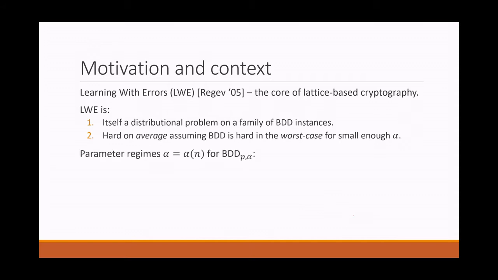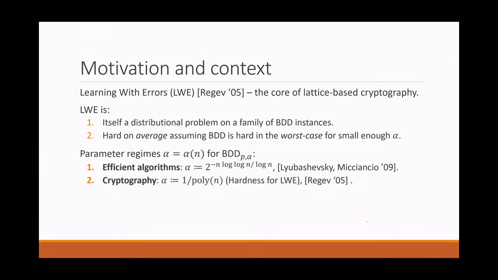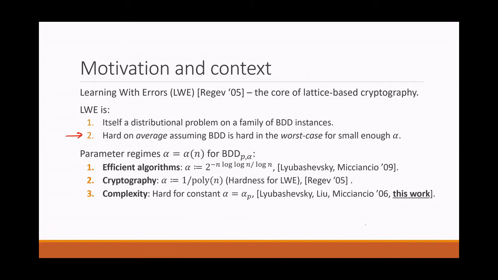So what's known about BDD in different parameter regimes? In terms of efficient algorithms, we only know how to solve BDD for alpha around inverse exponential in n, where n is the rank of the lattice in the BDD instance. In terms of cryptographic applications, in particular bullet point 2 above, we get that LWE is hard on average if BDD is hard in the worst case for some inverse polynomial alpha. Not much is known about the complexity of BDD, which is the key motivation for this work.